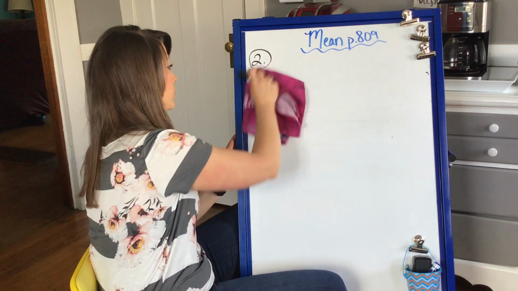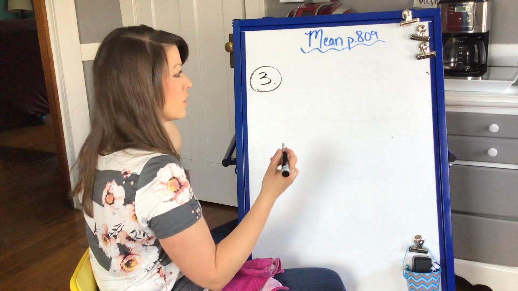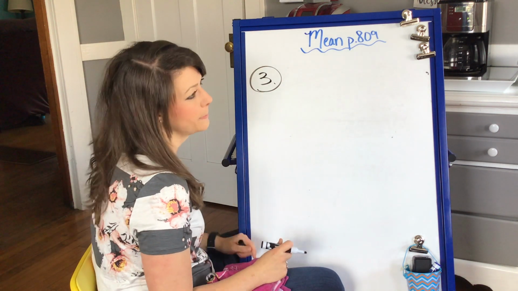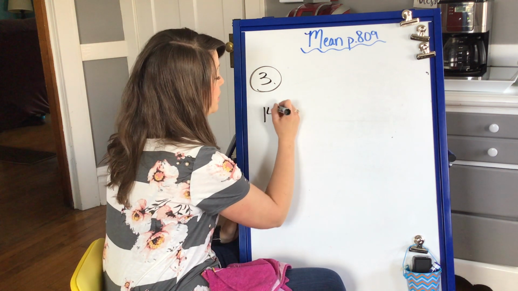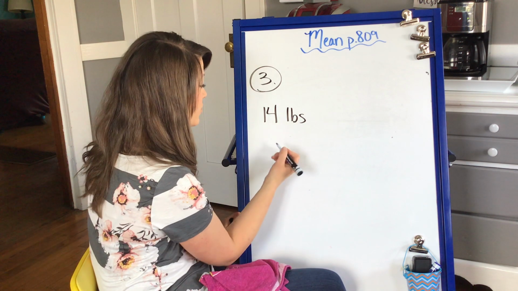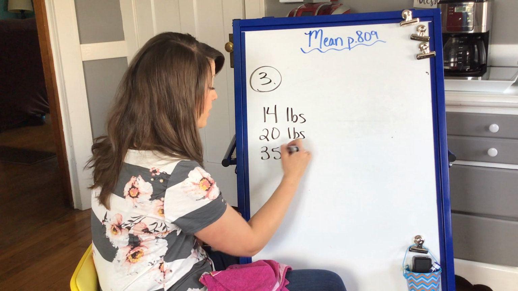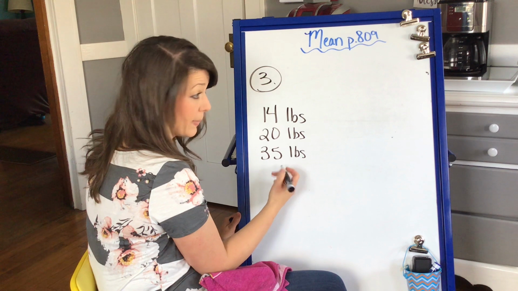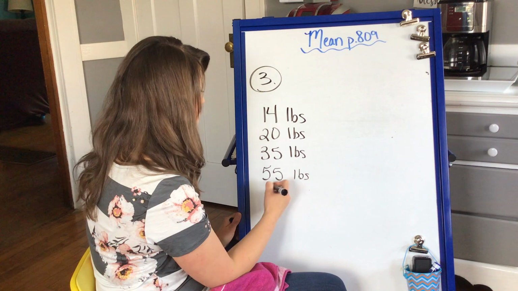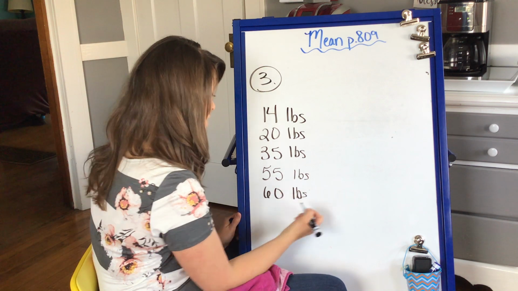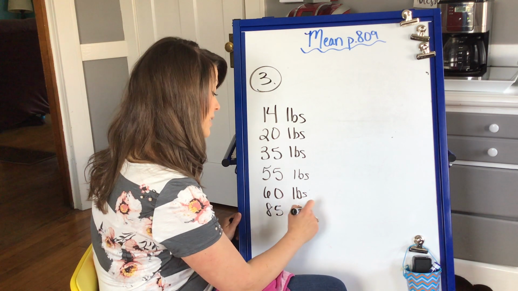We're going to do a couple more. So this is number 3. Number 3 is going to be about dog sizes. So we're going to do weight. So let's say that I'm going to put the dogs kind of in order. I have a really small dog. My first dog weighs 14 pounds. My second dog weighs 20 pounds. Next dog weighs 35 pounds. Then we have some bigger dogs. I have 55 pounds. We had a boxer that was probably like that. A 60-pound dog. And then if I will add one more, let's do an 85-pound dog. So some big dogs and small dogs.